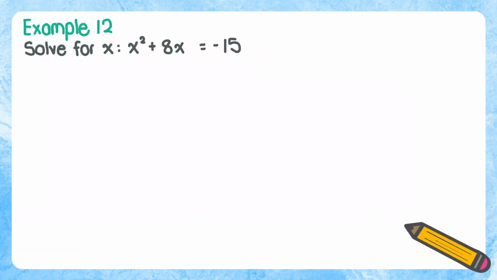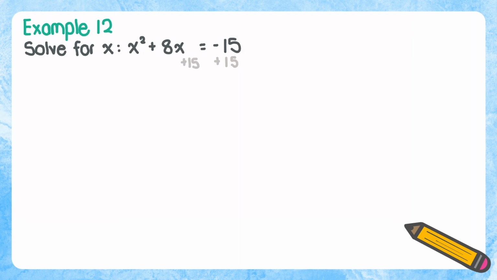So just a few more examples. So notice here I have x squared plus 8x equals -15. So how do I make this equation so that it's set equal to 0? I want to get rid of that -15. So what I'm going to do is add 15 to both sides.